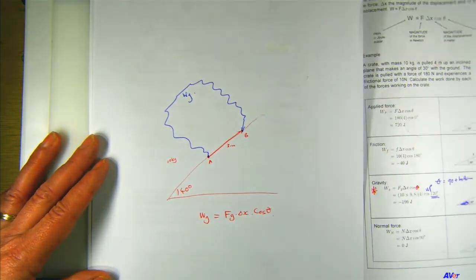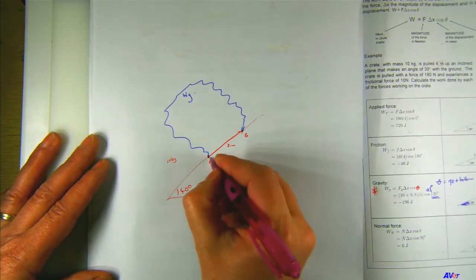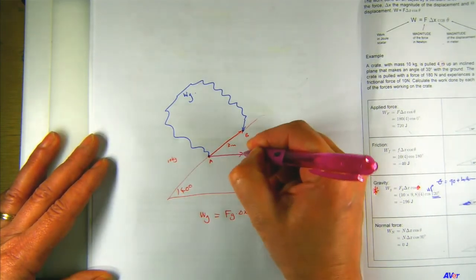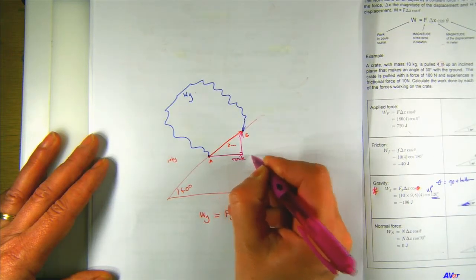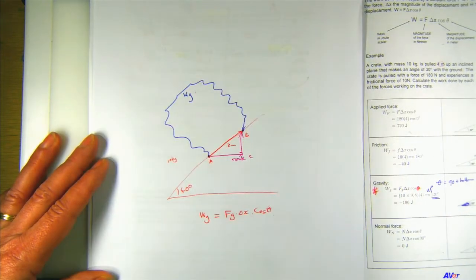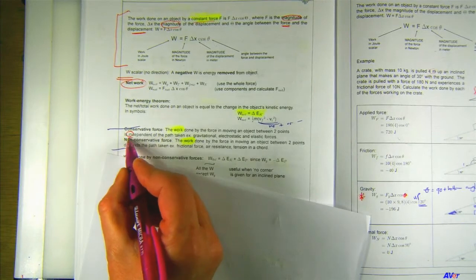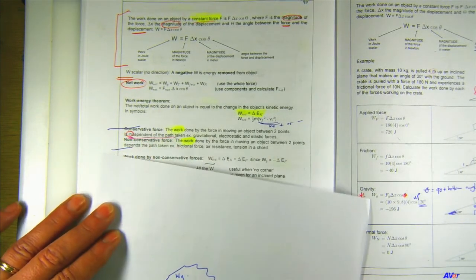Or if I chose, I could have moved it like that. Make that route C. Route A, route B, route C. It doesn't matter how I move it because it is independent of the path. Right.